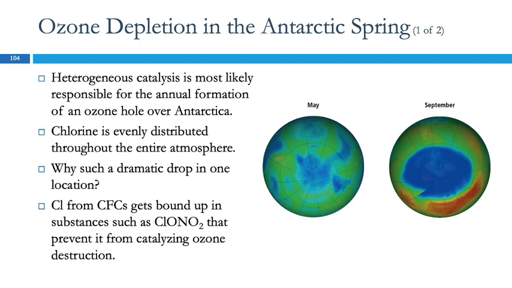Weird, huh? Well, it's not the chlorine. The chlorine is evenly distributed throughout the entire atmosphere. So that can be responsible for thinning the ozone layer in general, but it can't be responsible for this hole that comes and goes. So what's happening here is a little bit different. The chlorine from those chlorofluorocarbons gets bound up with other substances present in the atmosphere, such as ClONO2. So it gets involved with other elements, and then it can no longer catalyze ozone destruction.